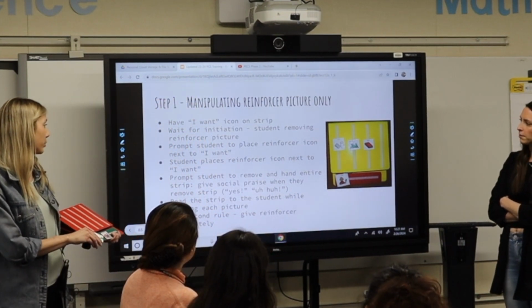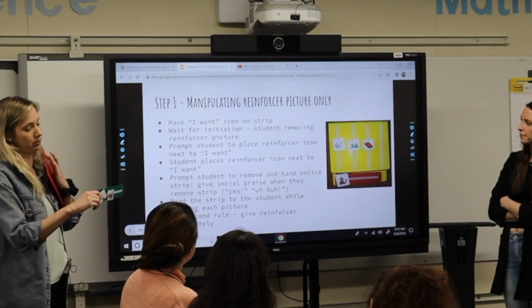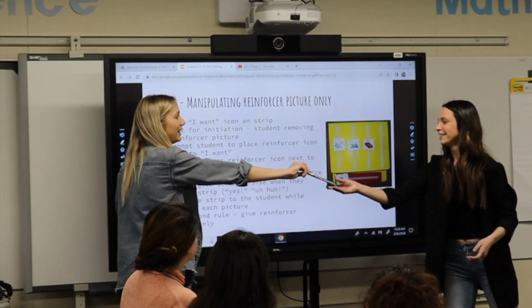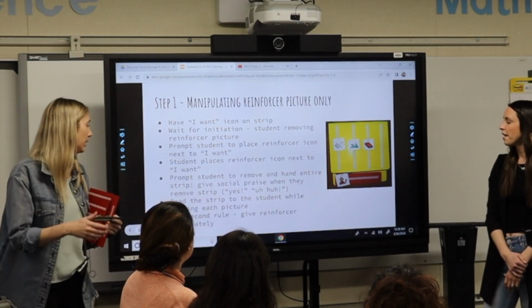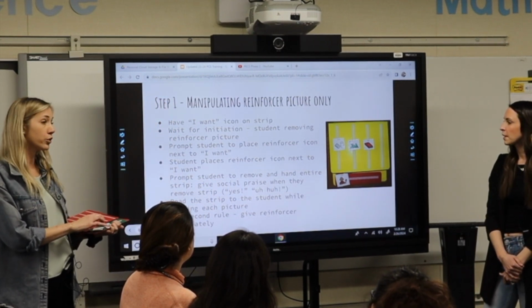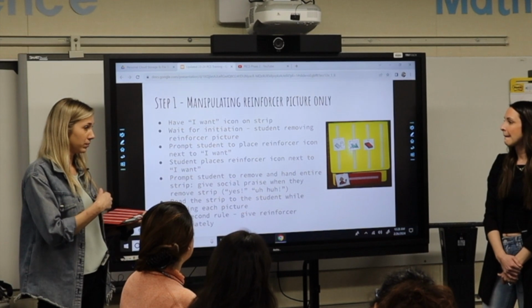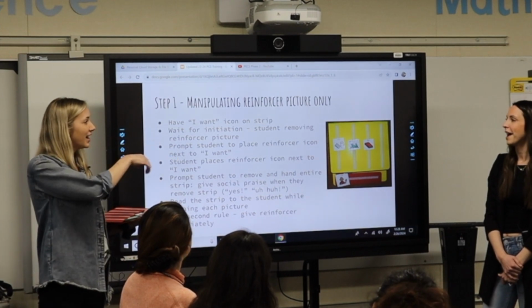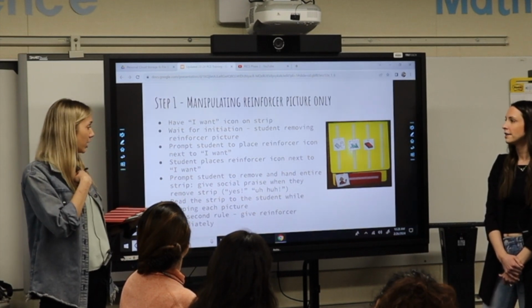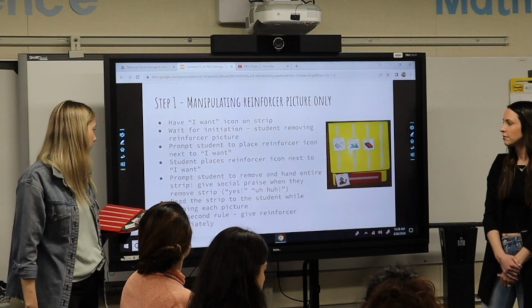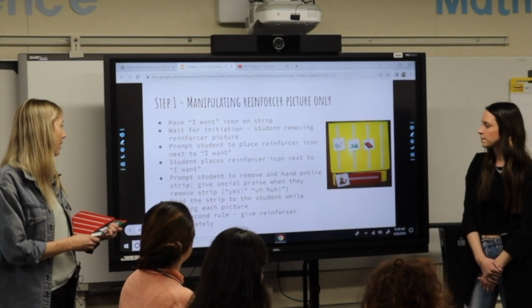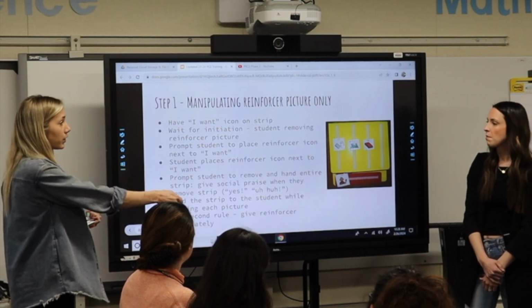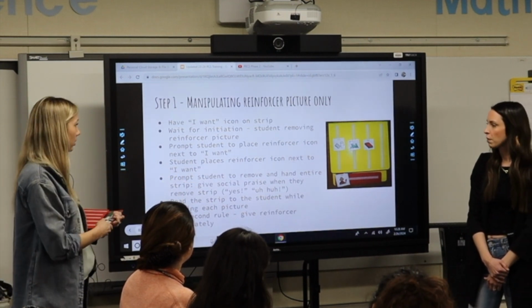Then we're going to have to prompt them to remove the entire strip, give it to me, and then you're going to give me the item and go, yes, and then you're going to read it to the student. You're the student. Yeah. And then the communication partner is going to read it at the start. Again, we're going to give the reinforcer within a half-second rule. So as soon as they give you the strip, then we're going to give them the reinforcer.